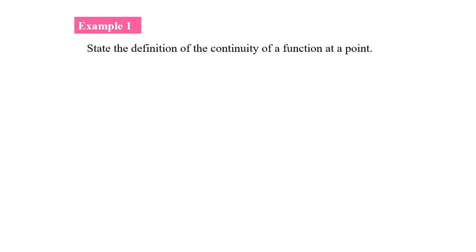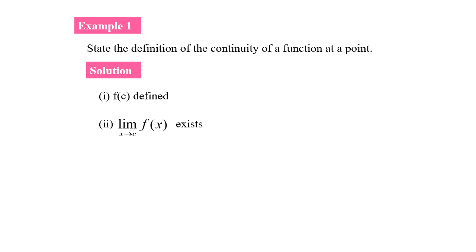Let's do some examples for this part. State the definition of the continuity of a function at a point. This question is possible in examination. So how to state the definition of continuity? It means that we have to list out all the conditions given to have the continuity of a function at a point. So what are the conditions? The first one, f(c) is defined. The second one, the limit of f(x) as x approaches c exists, and then f(c) equals the limit of f(x) as x approaches c, which means that point 1 is equal to point 2.